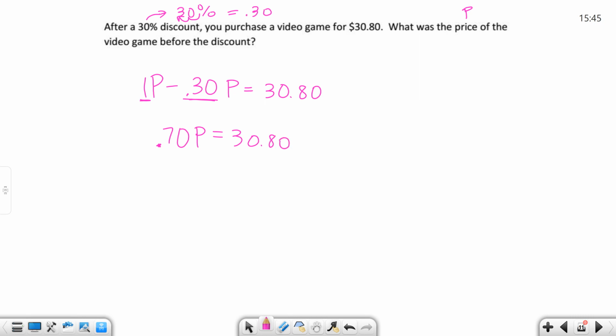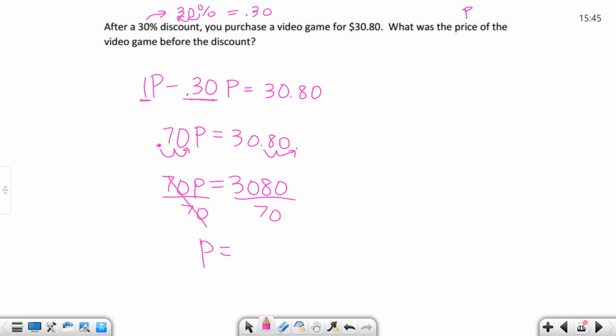Now, again, we don't like decimals here. Typically, we don't deal with those. So we're going to move these over twice. So if I move it twice to the right, I got to move it twice to the right over here. So 70P equals 3080. There's my new decimal. Divide both sides by 70.